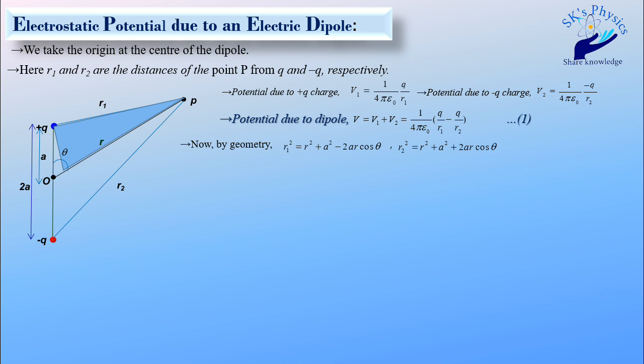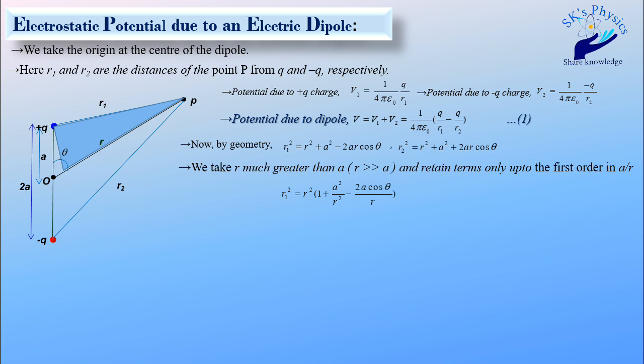Because the angle is pi minus theta, it is plus 2ar cos theta. We take r much greater than a, that means r is much greater than a, and retain terms only up to the first order in a by r. Then r1 square is equal to r square times 1 plus a square by r square minus 2 cos theta by r. Here r square is common, so r2 square is equal to r square times 1 plus a square by r square plus 2 cos theta by r.